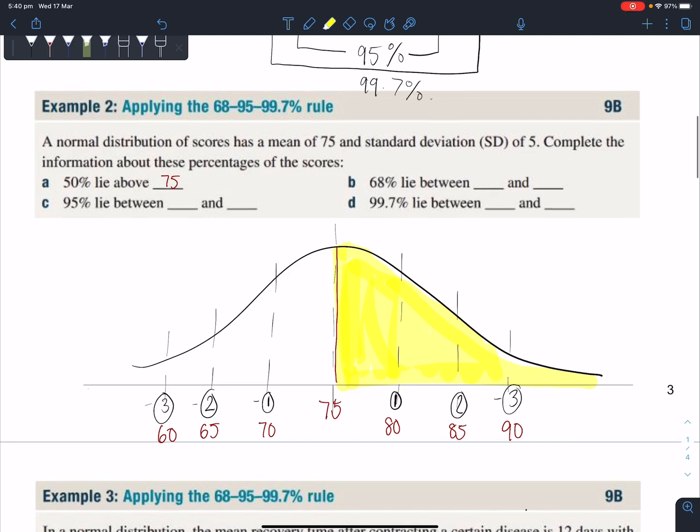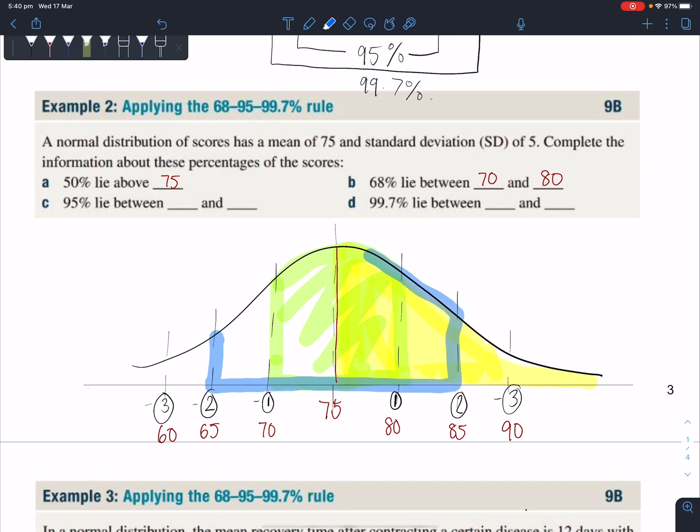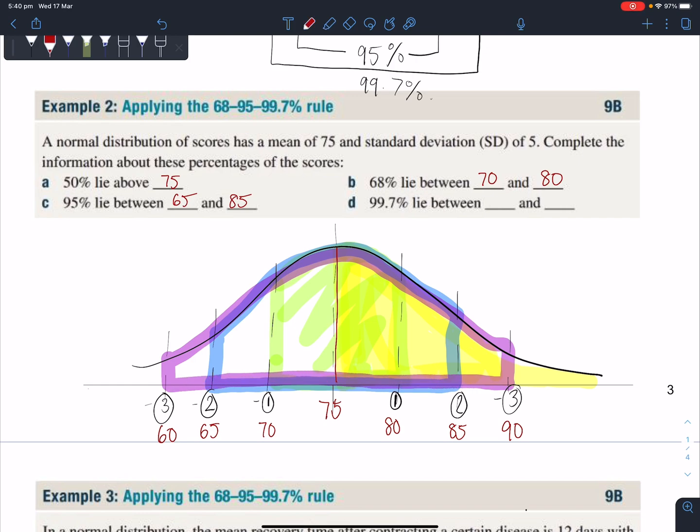68%, so we already know that 68% is here to there. That's all of that. And that goes between 70 and 80. 95% is, let's do it in blue, from here to here. And that's from 65 to 85. And then 99.7%, that's what's left, purple, from here all the way to there. So it's not 100% of the data because we've got the little bits that run off. That's between 60 and 90.